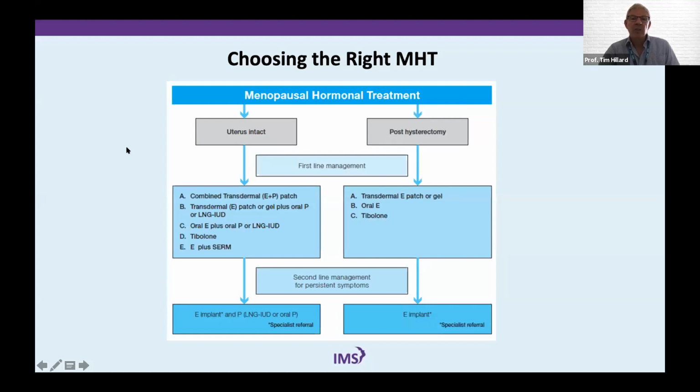The trouble with this is it doesn't necessarily control premenstrual symptoms, but transdermal options are available, so you have got quite a lot of options to play with for this particular type of treatment.